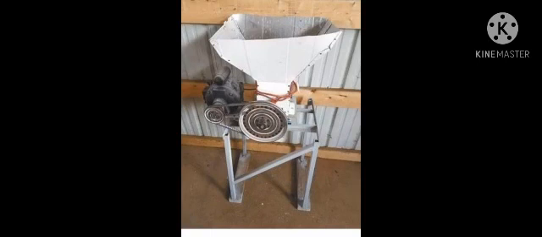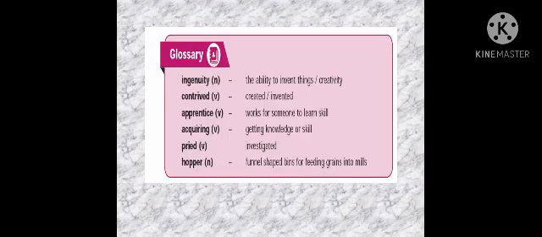Next, we want to know about the section 1 glossary. Ingenuity: the ability to invent things, or creativity. Contrived: created or invented. Apprentice: one who works for someone to learn a skill. Acquiring: getting knowledge or skill. Investigated. Hopper: funnel-shaped bin for feeding grains into mills.